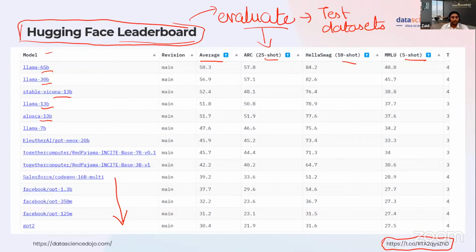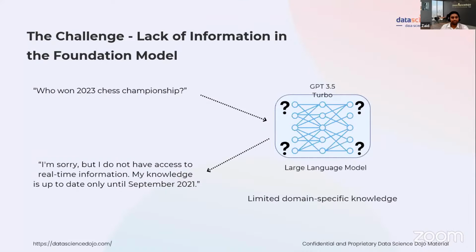So if that sounds interesting, let's go to the challenges. What is the actual challenge? Why are we doing all of these things? The first and foremost challenge is that most of the time foundation models have a lack of information.